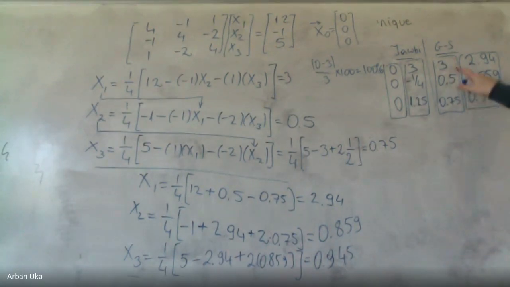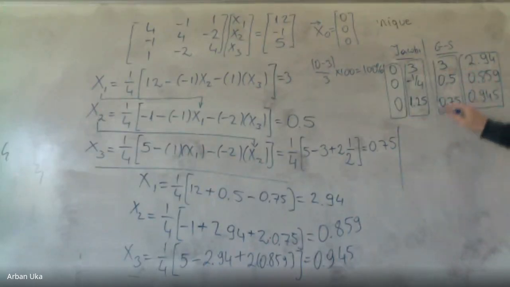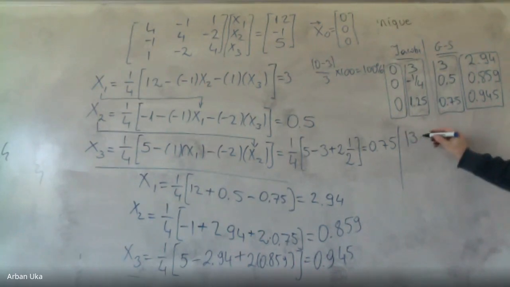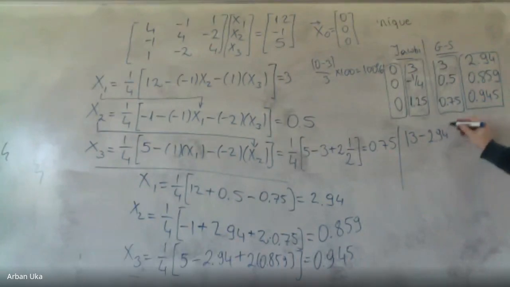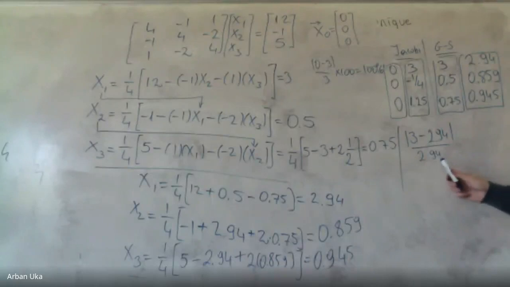And now that we find this, the next thing that we need to immediately do is to calculate the error. The error is calculated like this. 3, we take the absolute value. Okay? 3 minus 2.94 divided by the new value. Always the error is calculated using the new value as a reference. So we divide by 2.94. We don't divide by 3. And we multiply this by 100%.